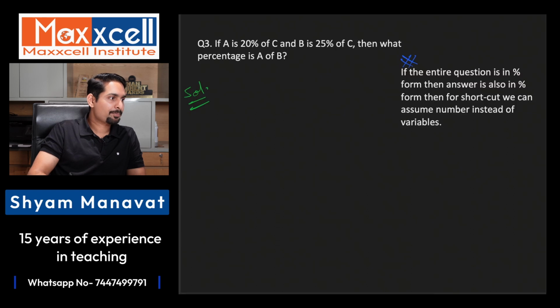Yes, so what is given? A is 20% of C, and B is 25% of C. Now here you have to find the base value, understand, base value. You need to find the base value here. A is compared with C, B is also compared with C. So C is the base value here. So I will assume C as a number instead of any variable.